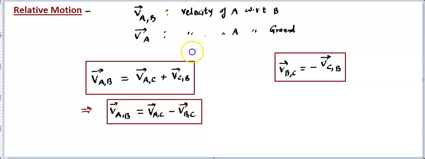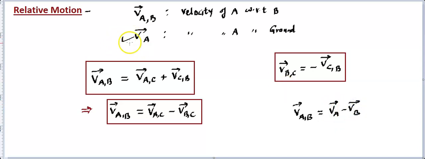Let's make them a bit simpler. Let's say this C is the ground. So let's say it's like the velocity of a ball with respect to a train. We can say this is going to be the velocity of the ball with respect to ground minus the velocity of the train with respect to ground. Right, so if C is the ground, we can eliminate this C. So this can also be written in a simplified version, that the velocity of any object A with respect to B can be remembered as the velocity of A minus the velocity of B.